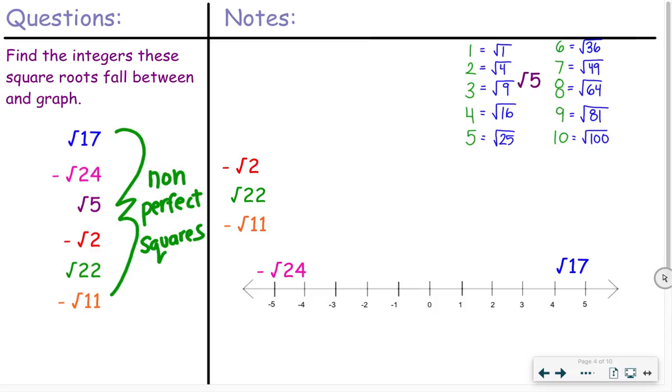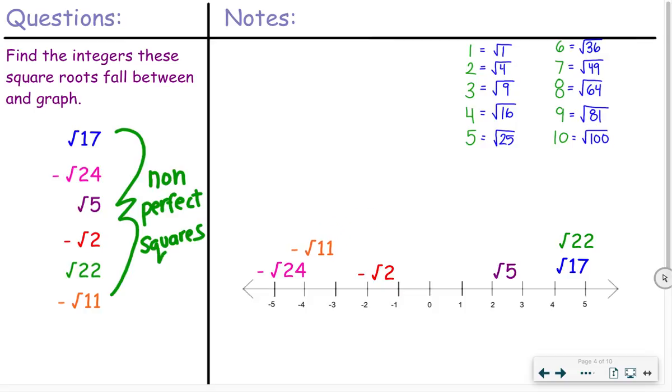All right, the square root of 5 falls between 4 and 9, which is the integers 2 and 3. The negative square root of 2 falls between 1 and 4, which is the integers negative 1 and negative 2. The square root of 22 falls between 4 and 5. So again, the integers 4 and 5. And the negative square root of 11 falls between negative 3 and negative 4, because it's between 9 and 16.